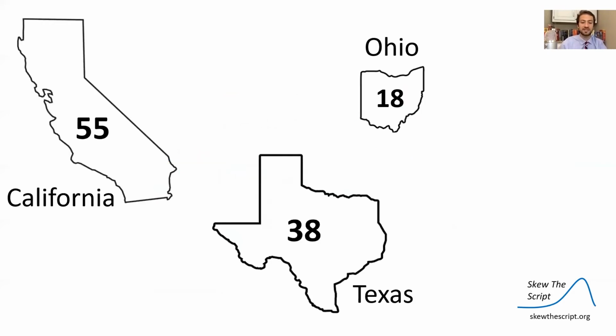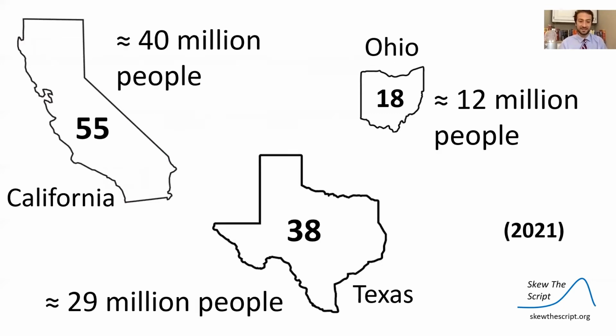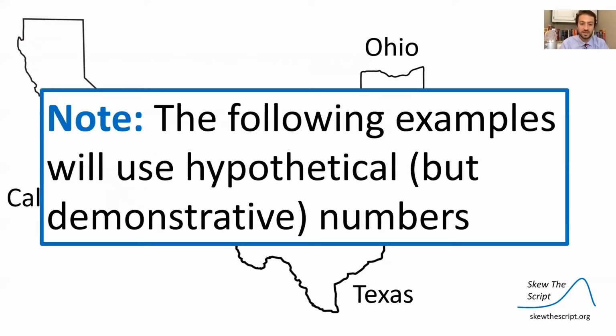Let's consider these 3 states, relatively populous: California, Ohio, and Texas. California has 55 electoral votes, Ohio 18, and Texas 38. California is the largest with about 40 million people, then Texas 29 million, and finally Ohio with 12 million. This is all as of 2021.